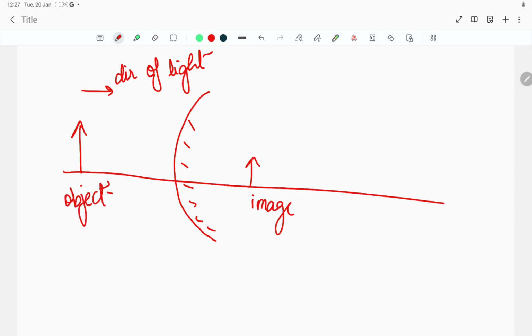I want to measure the image distance. So from where will I start? I will start from the mirror towards the image. So this is the same as the direction of light. So what is v here? v will be positive. If I want to measure the object distance, what will be u here? u will be negative. Why? Because this is opposite to the direction of light.